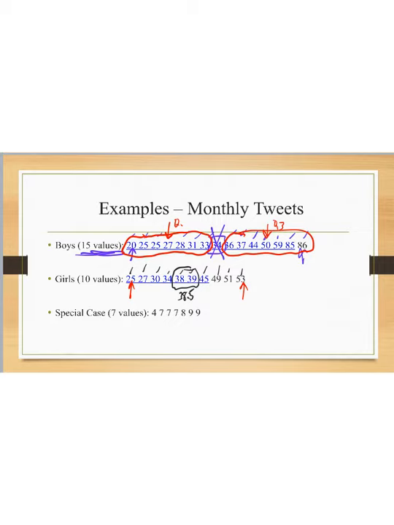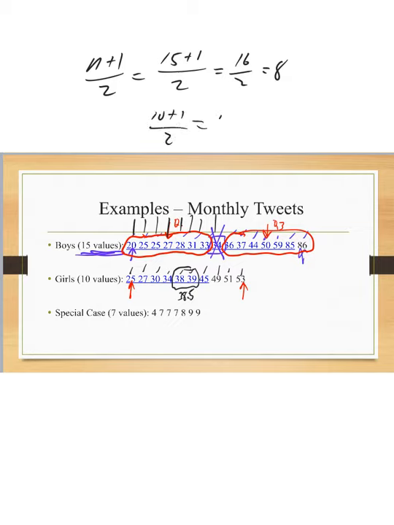The general rule is the number of values plus 1, divided by 2, will tell you where in the set the median is. For instance, in the first one, 15 plus 1 over 2 is 16 over 2, so the 8th value is the median. You can look at 1, 2, 3, 4, 5, 6, 7, 8. In the next one, there were 10 values, so it's 10 plus 1 over 2, which is 11 over 2, or 5.5. That means it's between the 5th and the 6th values, which as you can see here, 1, 2, 3, 4, and then 5 and 6. So between those two values is the median.